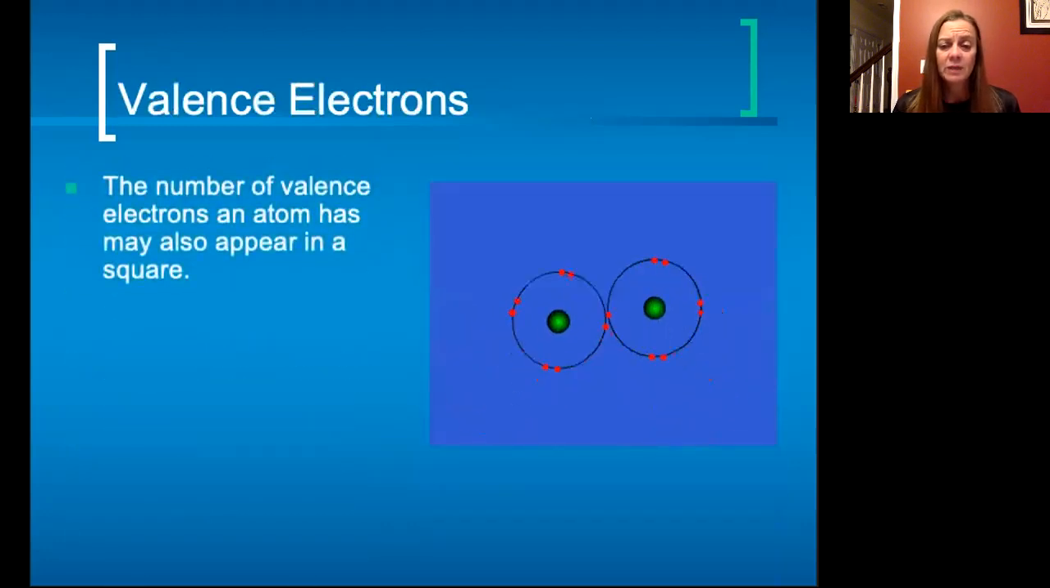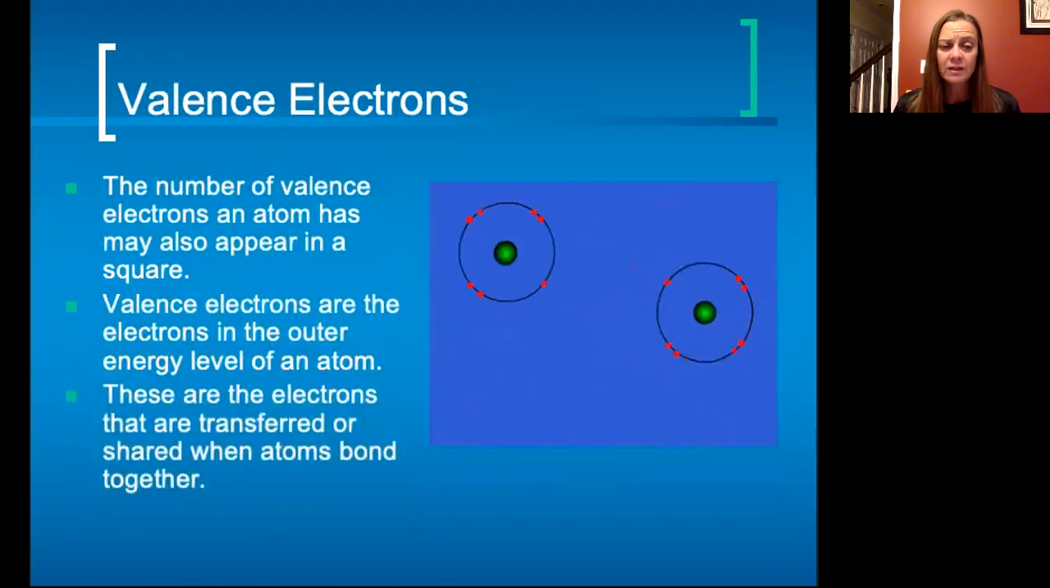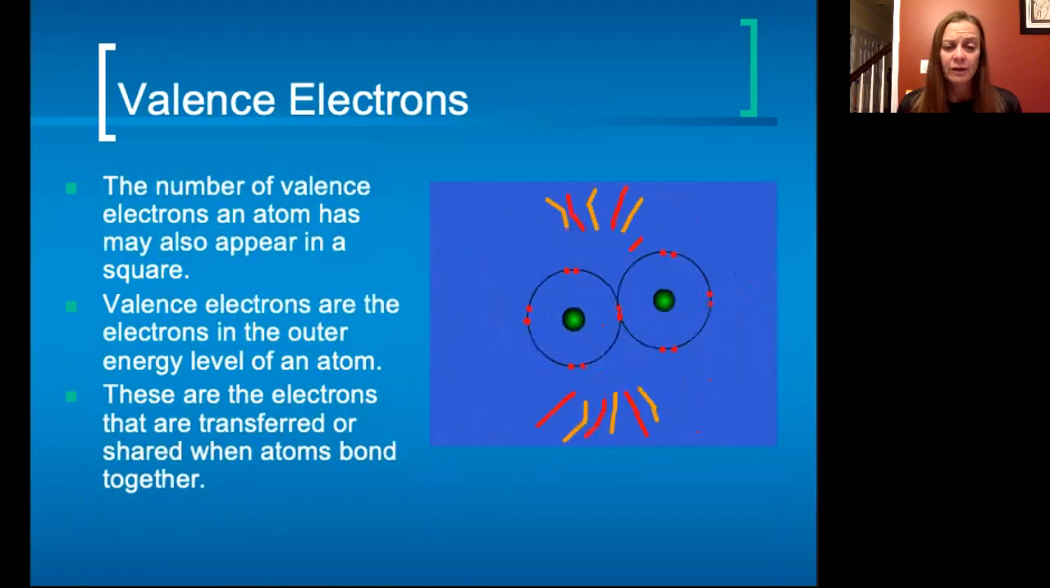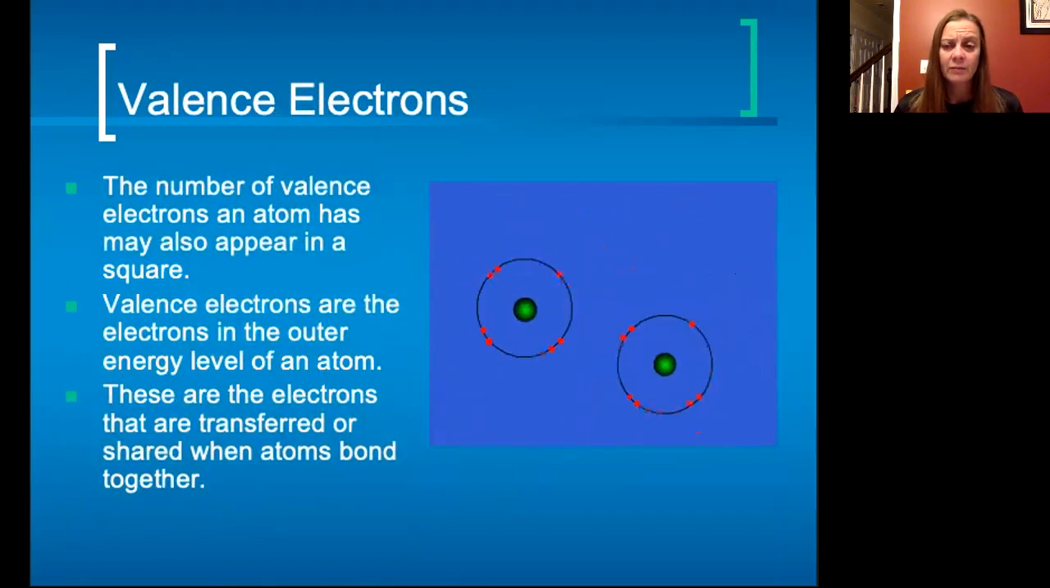We will also sometimes see the number of valence electrons in the square. Valence electrons are the electrons in the outermost shell. They're the ones that are available for taking, giving, or sharing. They can be transferred or shared when atoms bond together.